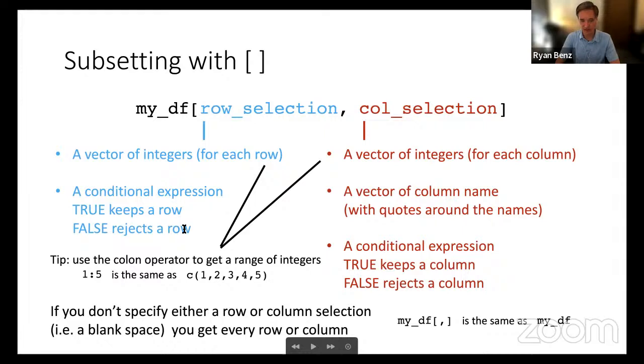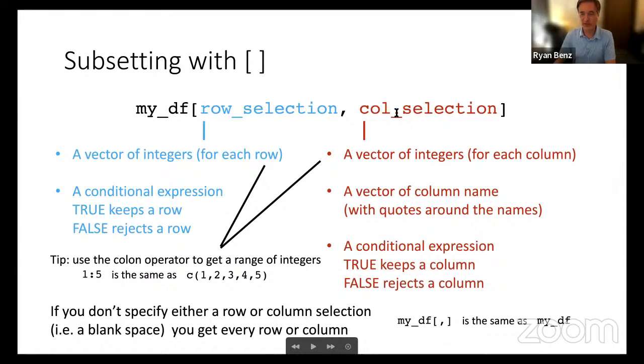Again, I keep coming back to this example, but if you wanted to get peptides with a false discovery rate of less than 1%, you would make a conditional expression that asked that question, and then you would use that as a row selection in your data table to get those rows.